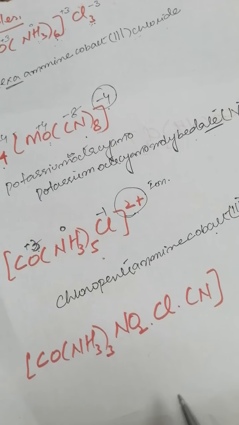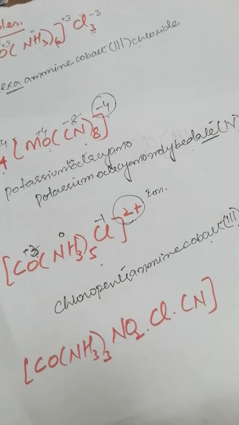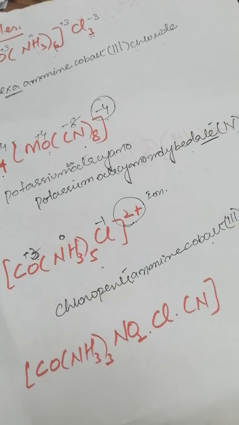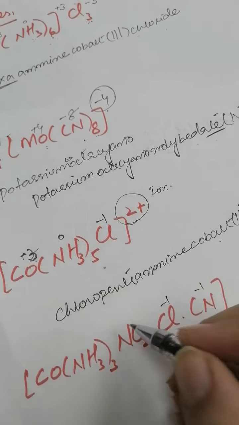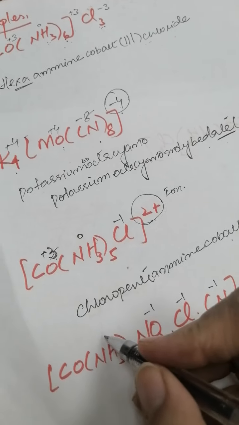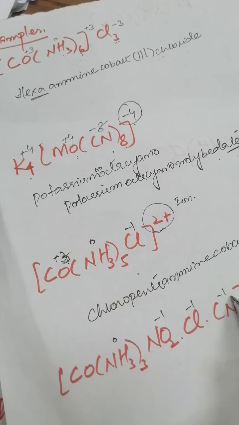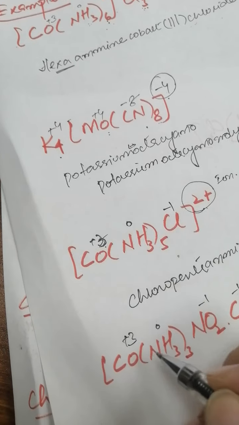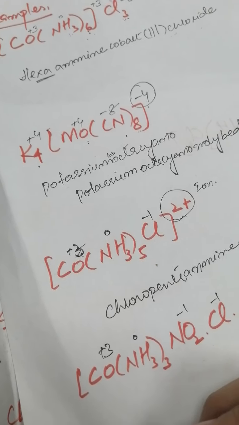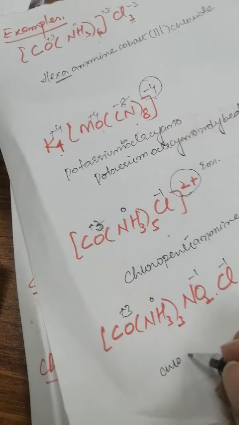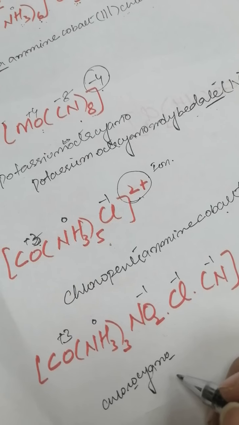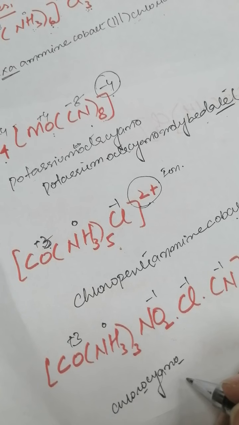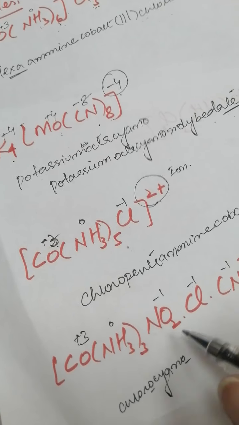Here you can see we have different types of ligands. So in alphabetical order, firstly you need to name the negative ligands according to the rules. So negative ones, it's cyano -1, chloro -1, nitro -1, and amine is 0, and we have -3, so we have +3 charge on the metal. So it's chloro, then we have cyano. I'm adding O at the end of both negative ligands. Chloro, cyano, then we have nitro.